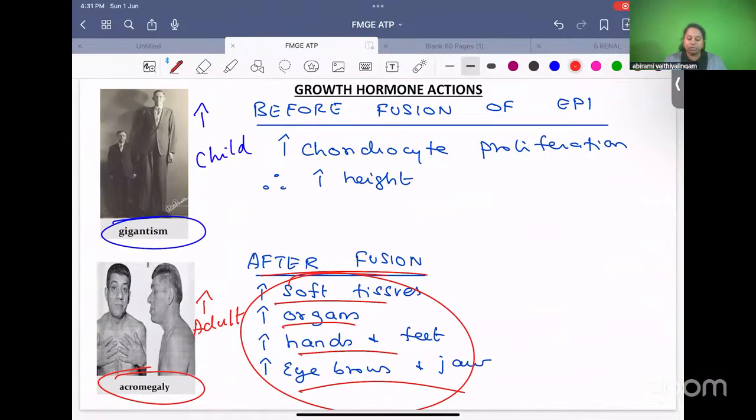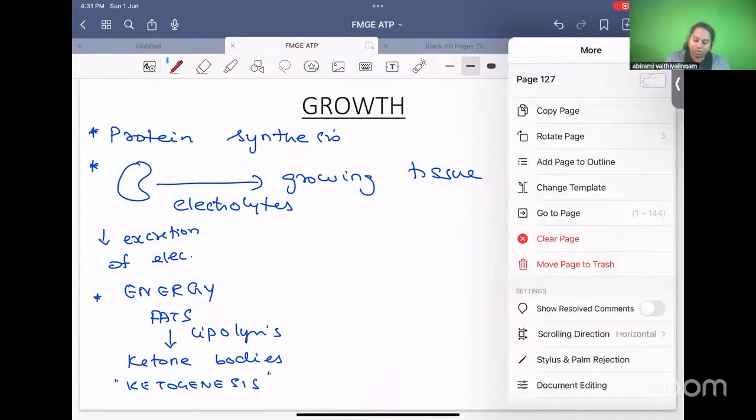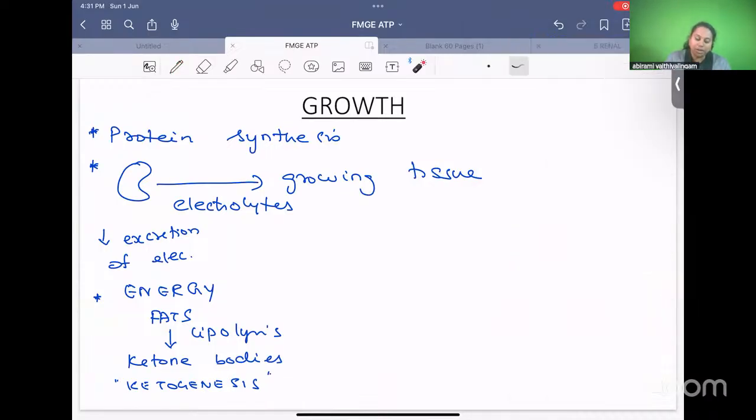So excessive growth hormone in a child is gigantism; excessive growth hormone in an adult is acromegaly. What are the other actions of growth hormone? It's all related to growth only. For growth, you need proteins. So, growth hormone increases protein synthesis.